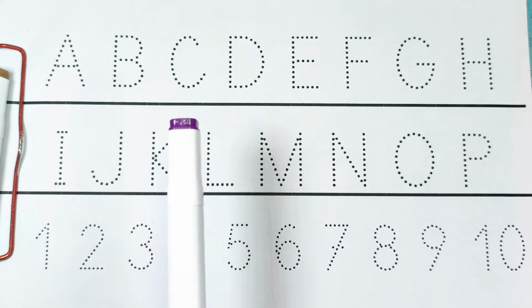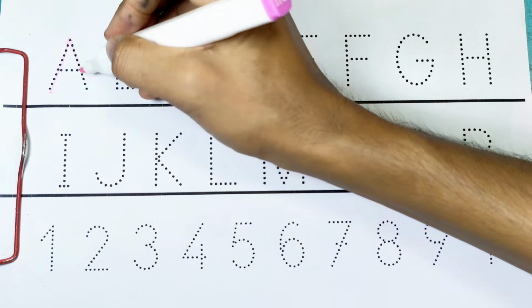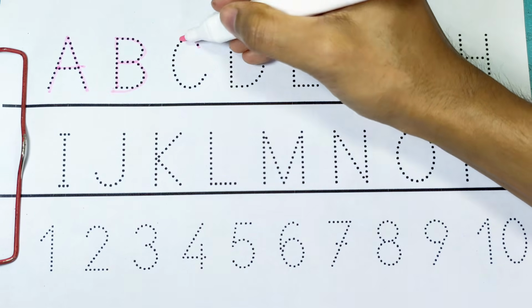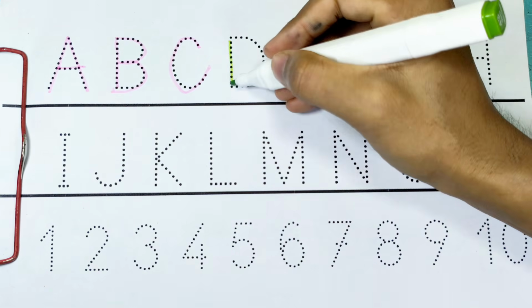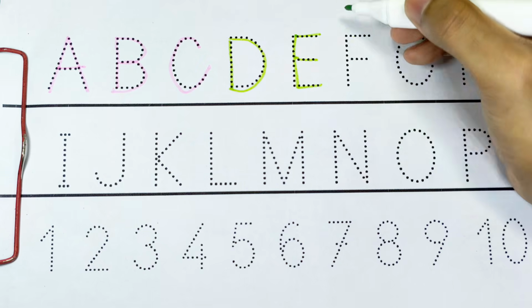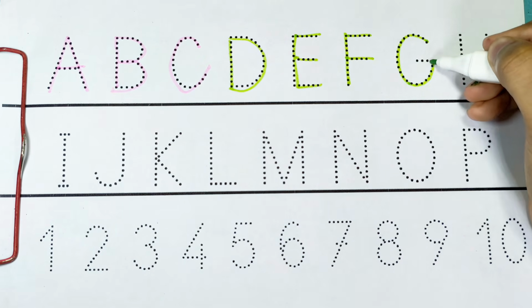Now start writing alphabets. Pale pink color. A for apple. B for ball. C for cow. D for doll. E for egg. E for elephant. F for fish. F for fan. G for God.